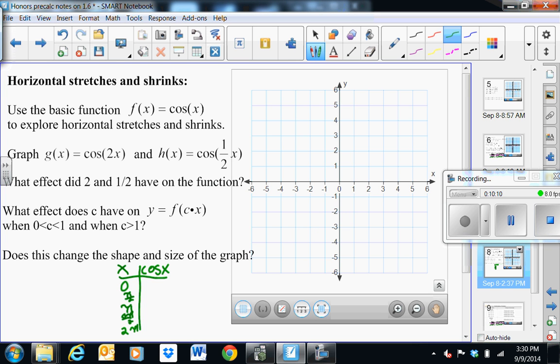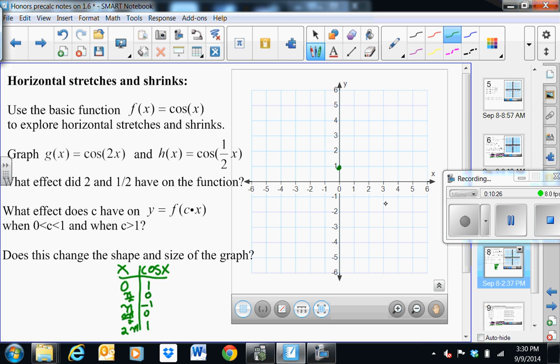So cosine when x equals 0 is 1. At pi over 2 it's 0. At pi it's negative 1. At 3 pi over 2 it's 0. And then at 2 pi we're back at 1. So cosine is our little smiley face.